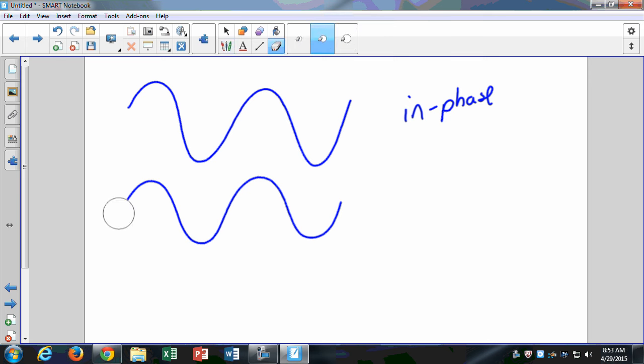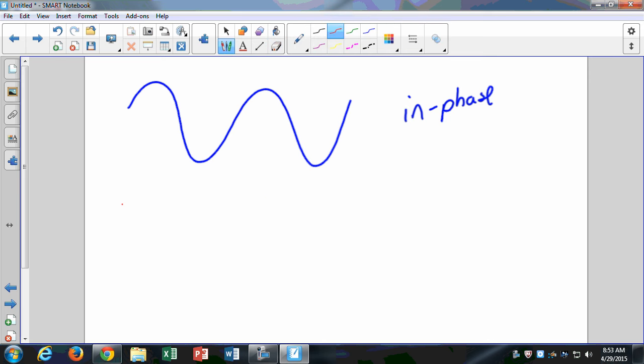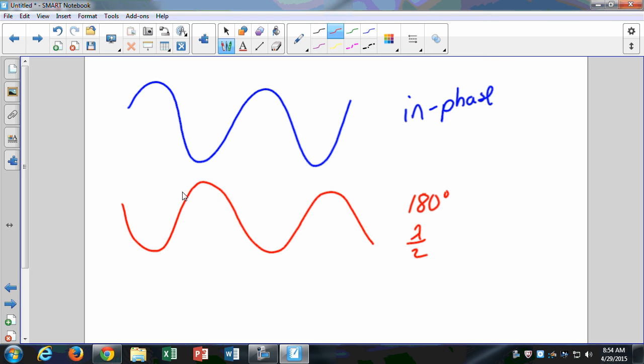So for example, if I were to give you these two waves, you would tell me that these two waves are 0, 90, 180, or 360 out of phase. And you would say, not 360, 180. You would say that these are 180 degrees out of phase. You could also say that they're out of phase by half a wavelength. All right? So 180 or half a wavelength.